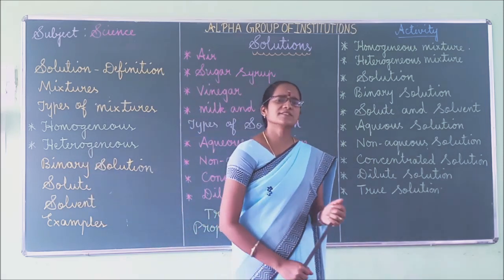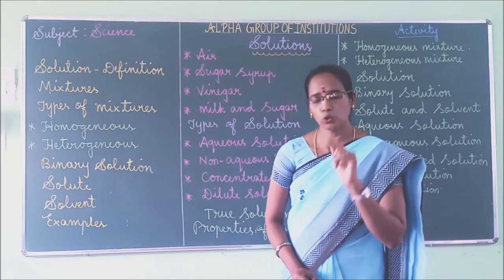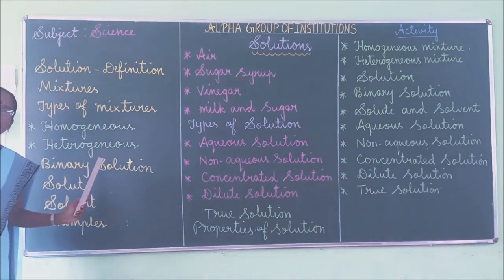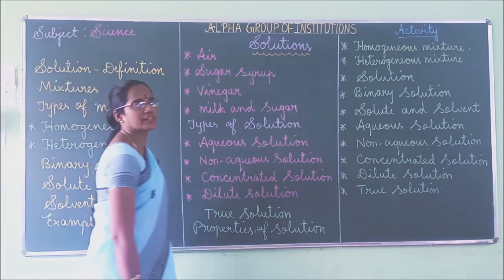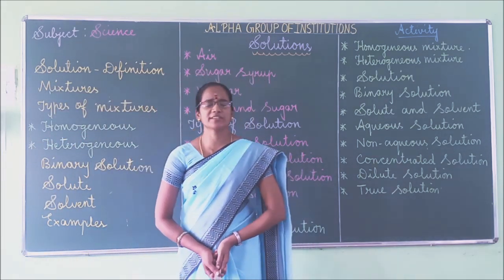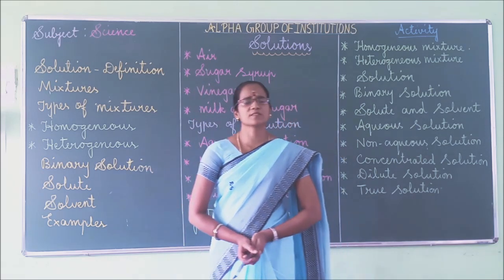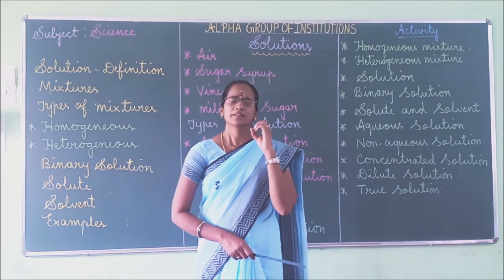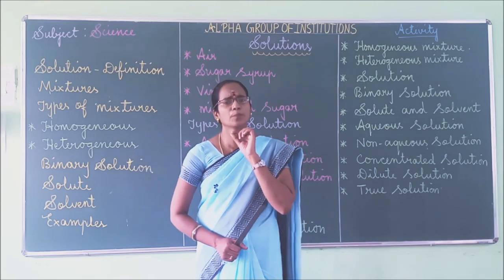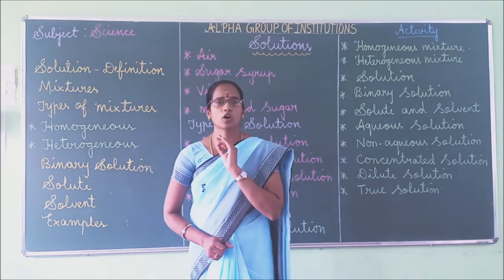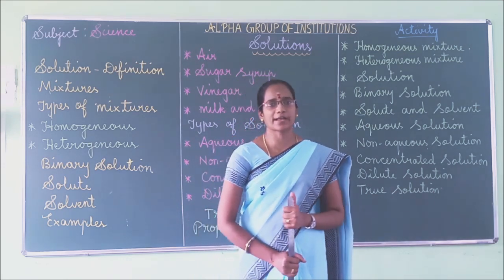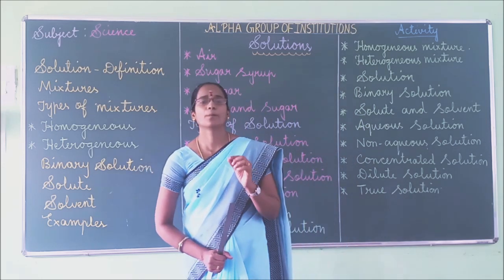Okay. Mixtures can be classified into two types. One is the homogeneous mixture and another one is the heterogeneous mixture. What is the difference between homogeneous mixture and heterogeneous mixture? In a homogeneous mixture, the components, in the sense ingredients, are mixed uniformly. We cannot see the components with naked eyes or with the help of an ordinary microscope.